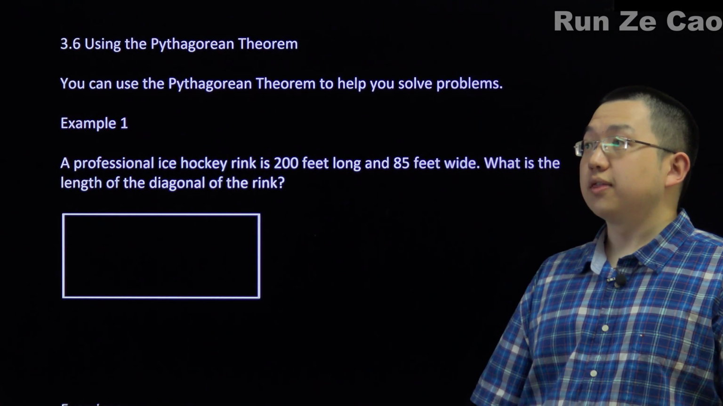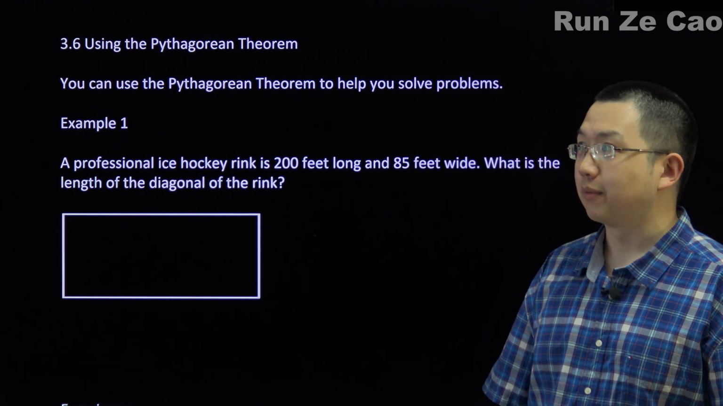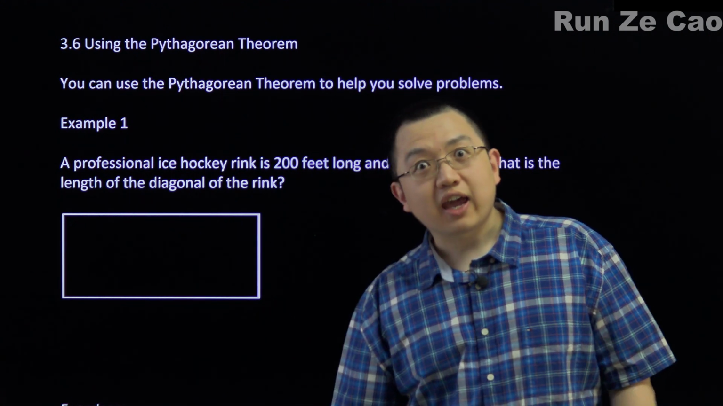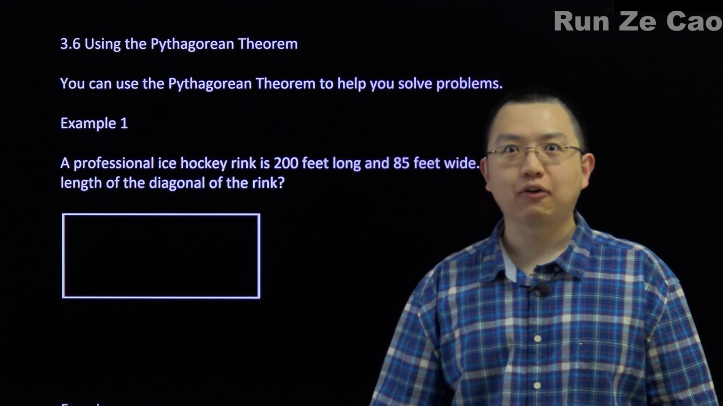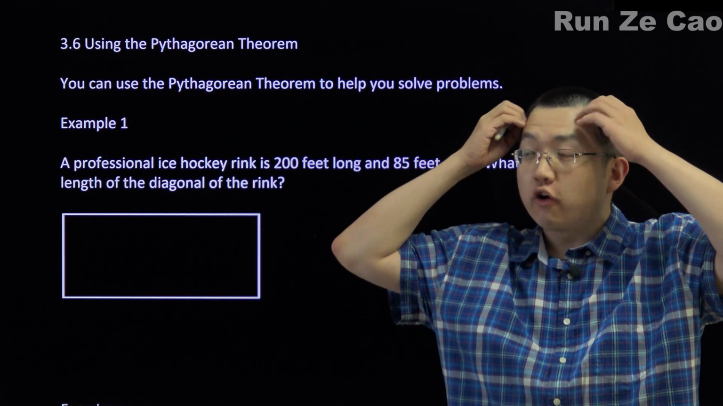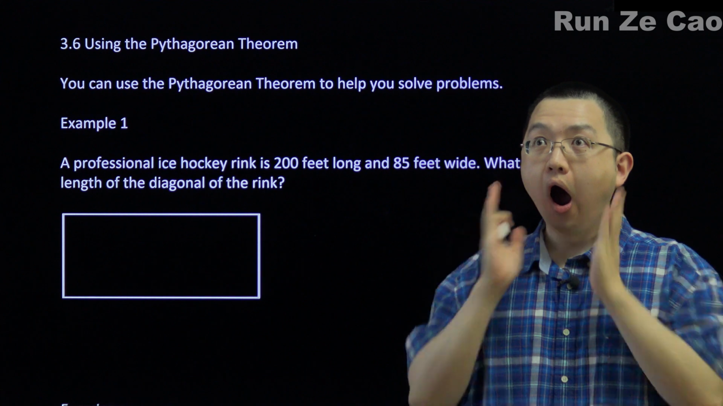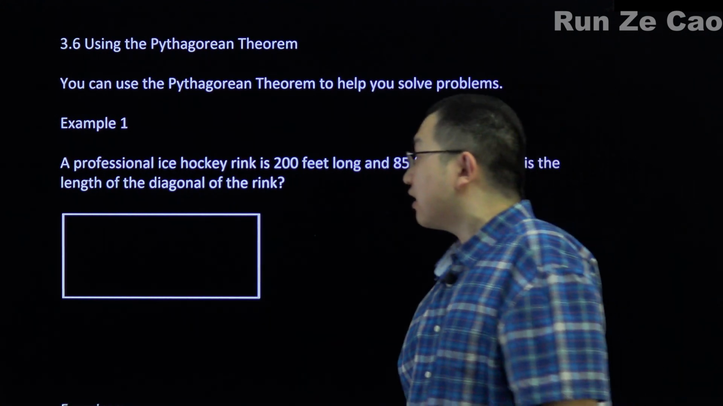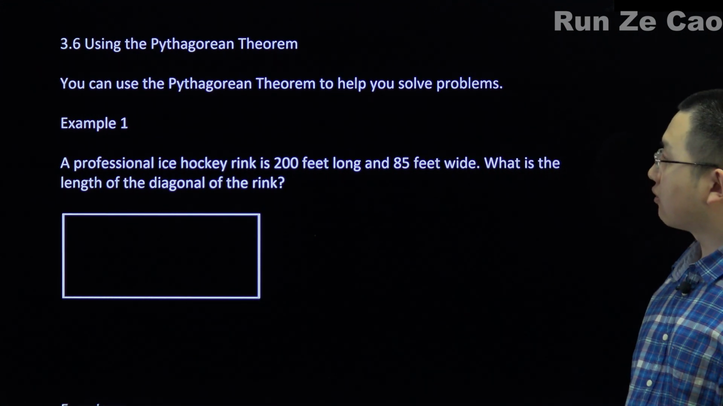Using the Pythagorean theorem, we can use the Pythagorean theorem to solve problems. Whoa! You don't say! Really? I wonder why people invented the Pythagorean theorem, besides for solving problems. Amazing. No, okay, that is kind of stating the obvious, but let's say we have an ice hockey rink.